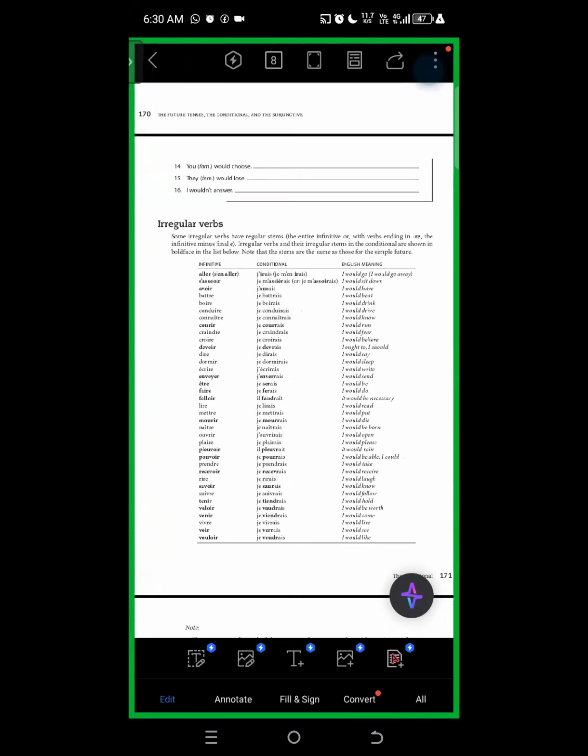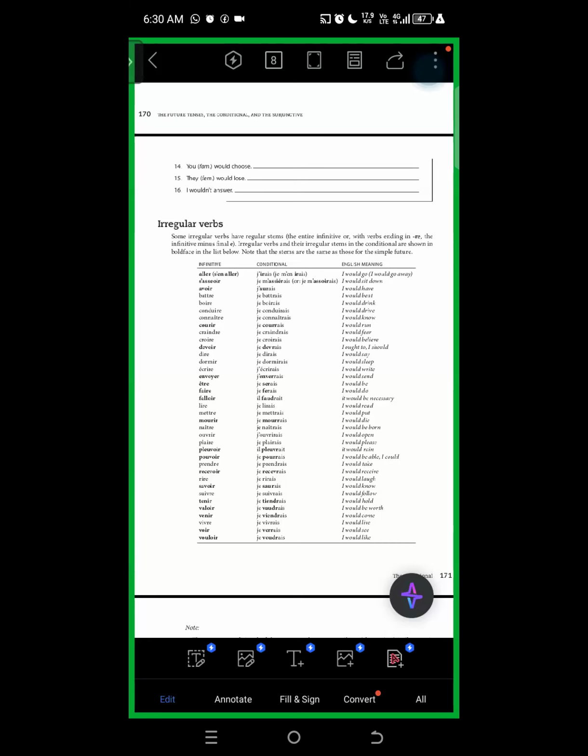Battre, boire, conduire, dire, craindre, devoir, dormir, écrire, envoyer. So everything you knew in your future conjugation is what you have for your conditional. The only difference here is the ending.